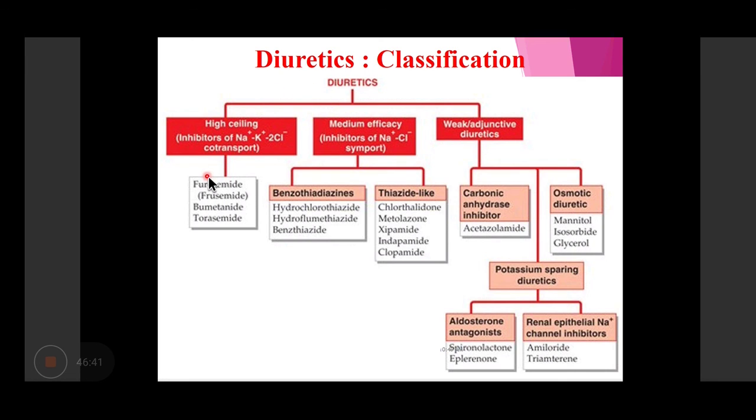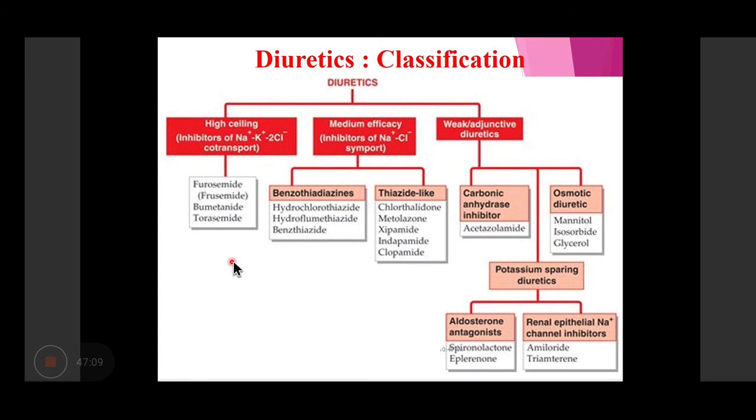But before we end, I want to just tell you the names so that in the next class, when you hear those names again, it gets re-emphasized in your mind. So diuretics, you can divide them according to the efficacy. So those diuretics which are highly efficacious, they are called high ceiling diuretics.